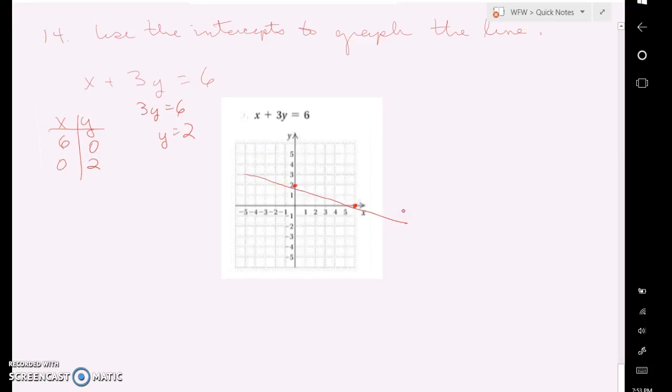In number 15, you're given 2 points and you're asked to find the equation of a line. The equation of a line has an x and a y in it, and it tells you where it crosses the y-axis and what the slope is. So what we need to know are those two things: the slope and where it crosses the y-axis. The slope, you can use the slope formula.